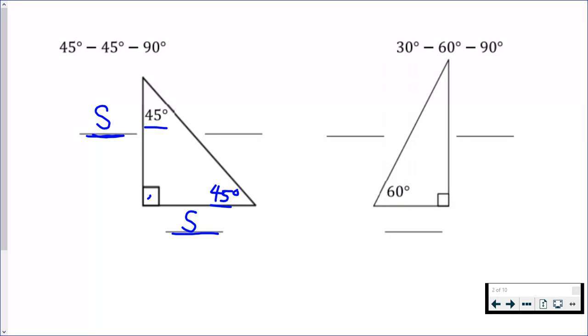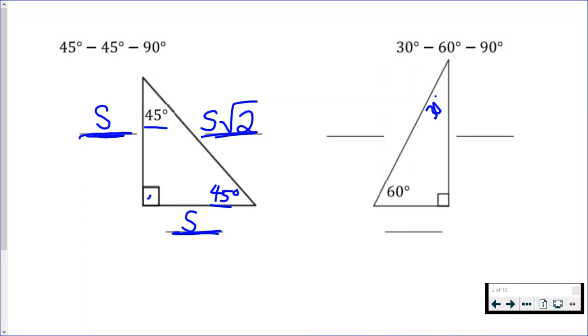The hypotenuse of this one is the side length times the square root of 2. So again, if these two side lengths were 5, that means the hypotenuse must equal 5 times the square root of 2. For our 30, 60, 90 triangle, we've got our 30-degree angle up here.